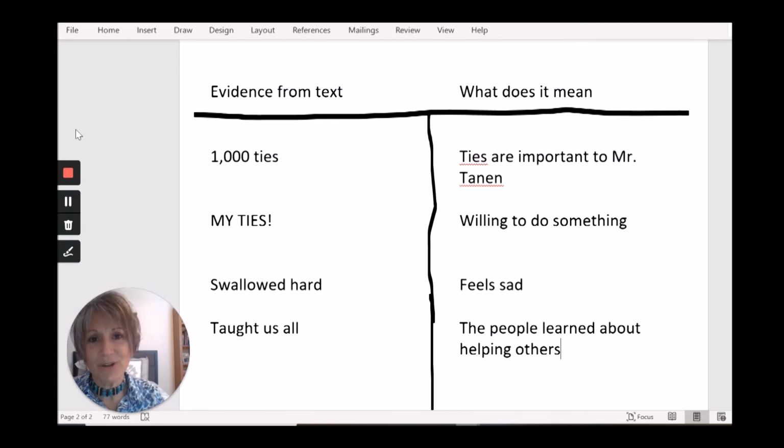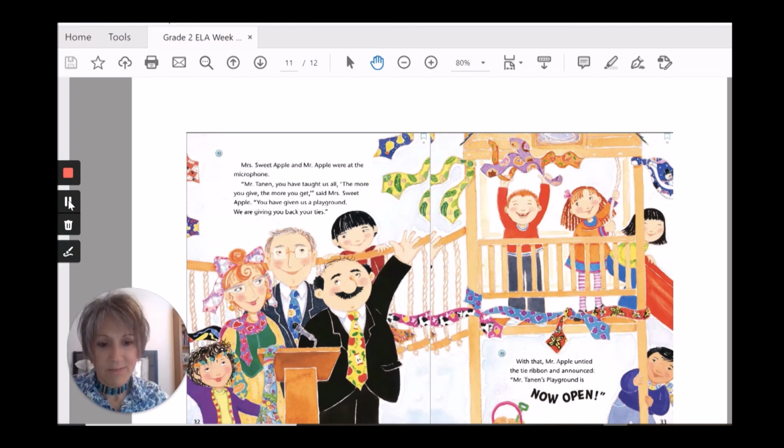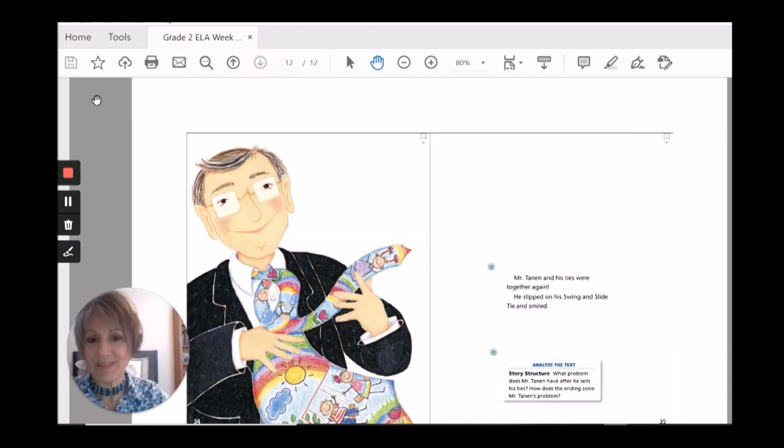Let's go back and finish our story. With that, Mr. Apple untied the ribbon and announced, "Mr. Tannen's playground is now open." Mr. Tannen and his ties were together again. He slipped on his swing and slide tie and smiled.